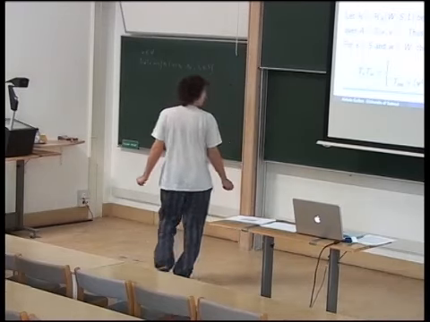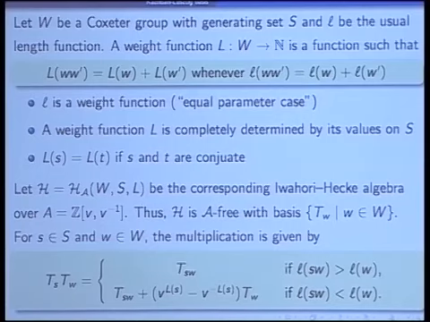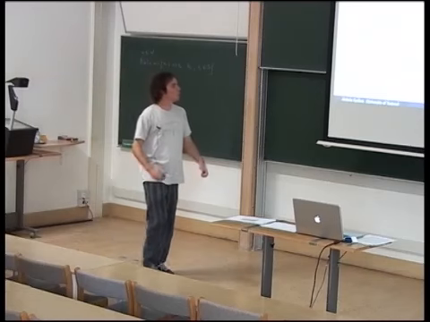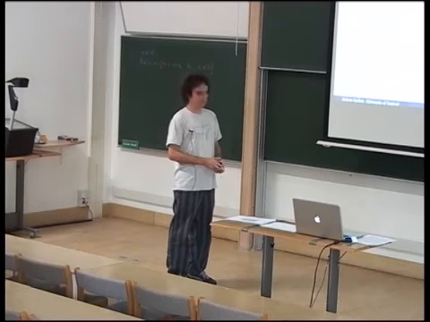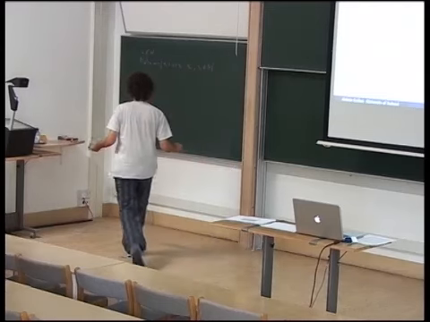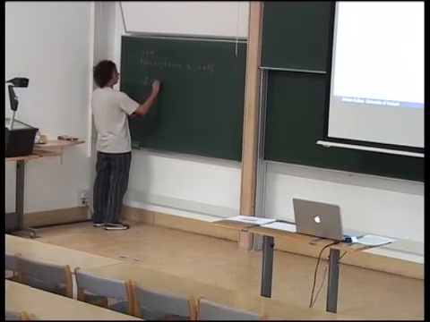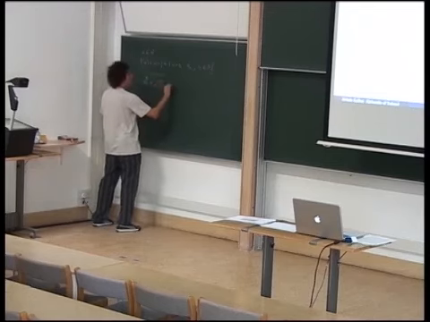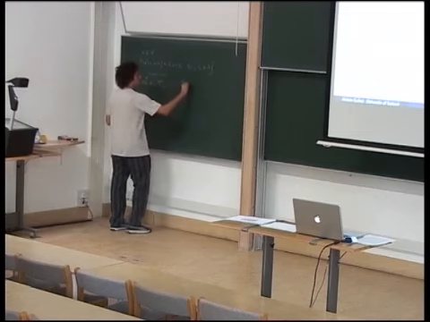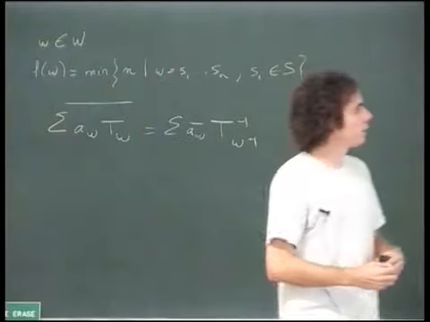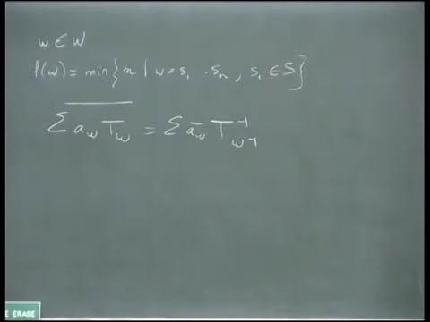So on H, you can define a unique involution, which takes v to v minus 1, and T_w to T_{w^-1} minus 1. So, well, an element of the algebra is something like that, and you apply bar, you just apply it to everything. It works well. The T_s are invertible, so things are fine.